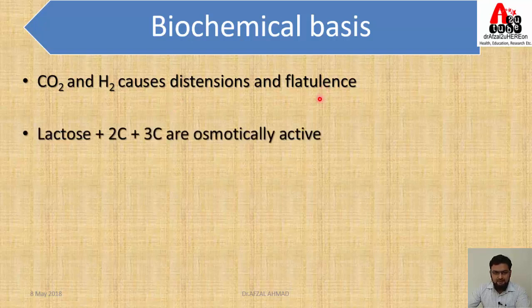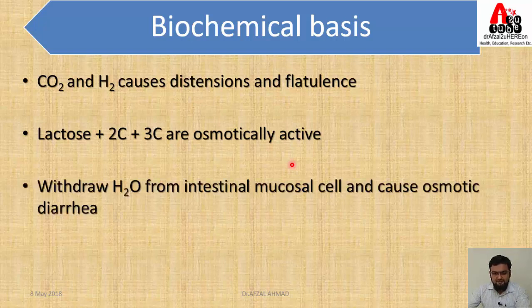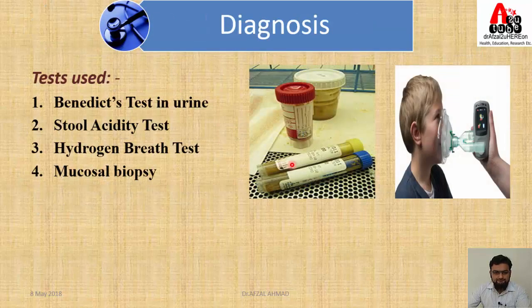Because of this, there will be an increase in lactose-derived 2 carbon and 3 carbon compounds in the GIT tract, and these compounds are very osmotically active. They accumulate and withdraw water from the intestinal mucosa, and it leads to osmotic diarrhea. So how will we diagnose this lactose intolerance?